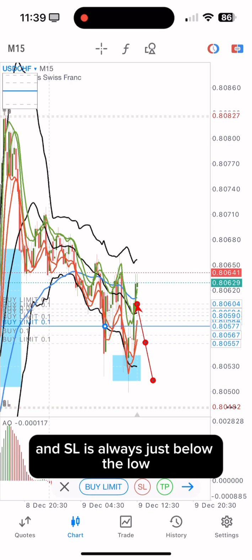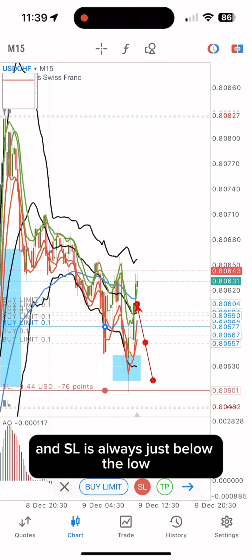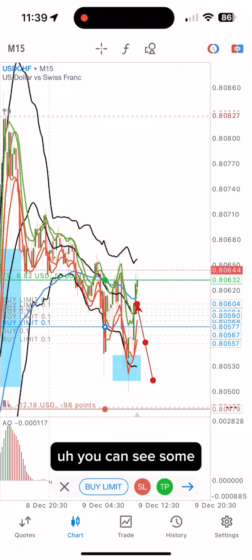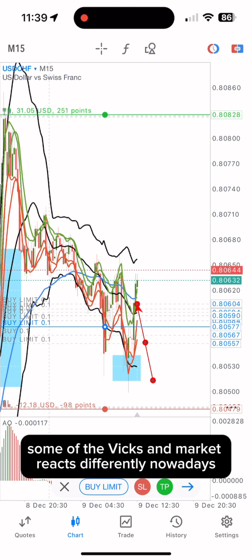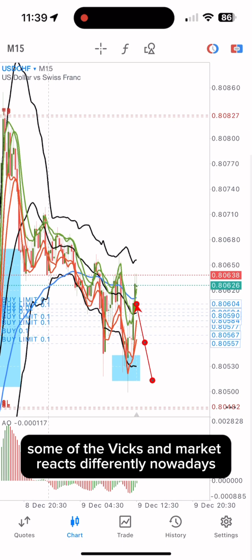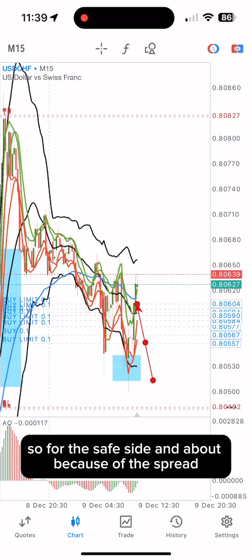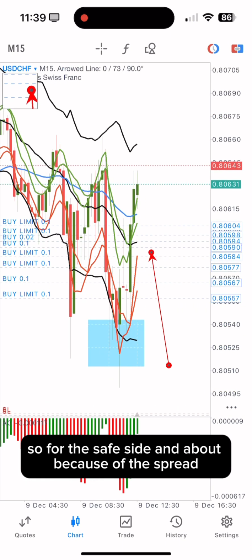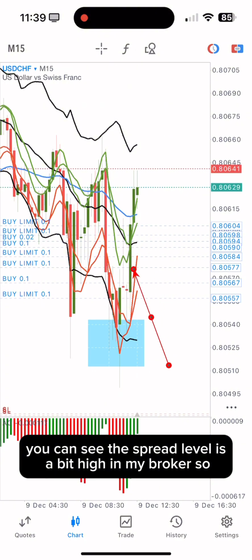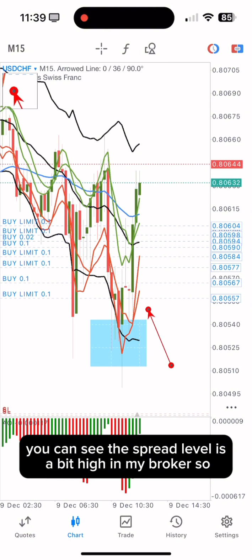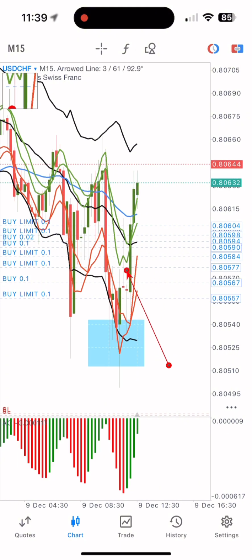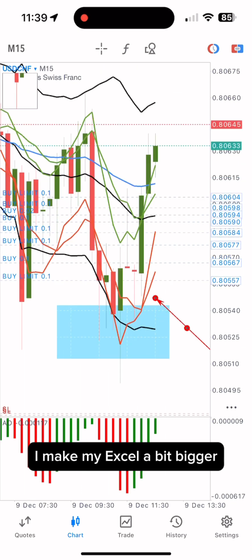And SL is always just below the low. You can see some of the wicks, and the market reacts differently nowadays. So for the safe side, and because of the spread, you can see the spread level is a bit high in my broker, so I make my SL a bit bigger.